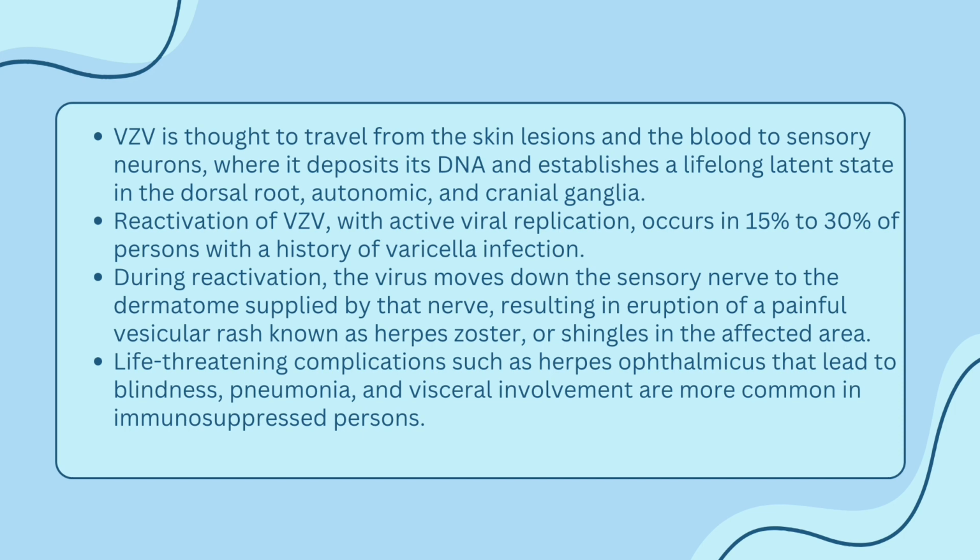During reactivation, the virus moves down the sensory nerve to the dermatome supplied by the nerve, resulting in eruption of a painful vesicular rash known as herpes zoster or shingles in the affected area. Life-threatening complications such as herpes ophthalmicus that lead to blindness, pneumonia, and visceral involvement are more common in immunosuppressed persons.